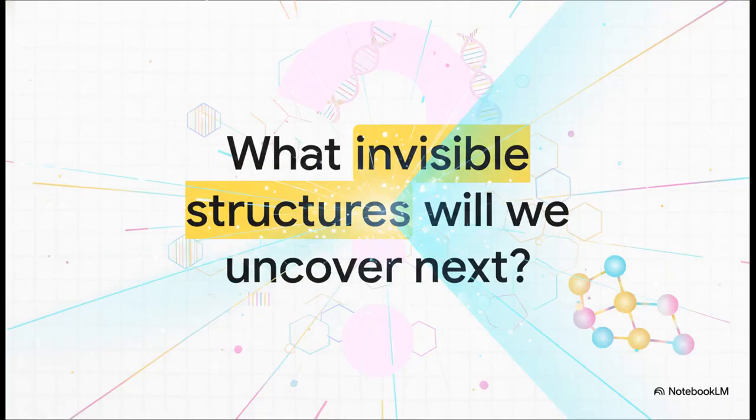Which brings us right to our final thought for this explainer. With all this immense capability, if we can detect disease, map out DNA interactions, and verify complex materials just by tracking a single 1 in 10 million scattered photon, what invisible structures will we uncover next? I really hope this explainer has illuminated the incredible power of Raman spectroscopy for you, and leaves you wondering what other molecular secrets are just waiting for the right light to shine on them.